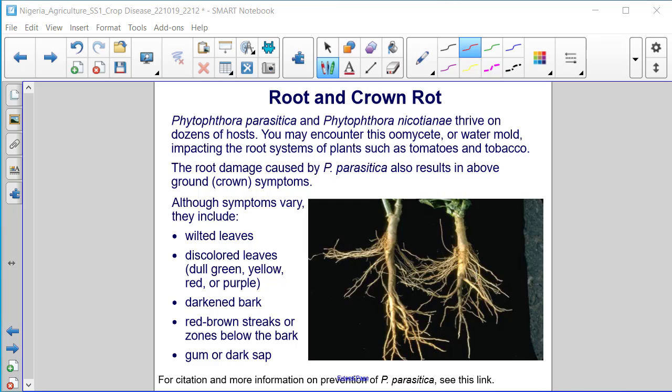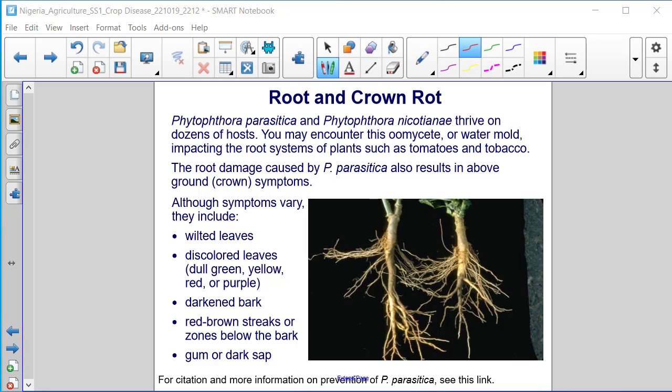Phytophthora parasitica and Phytophthora nicotianae thrive on dozens of hosts. You may encounter this oomycete or water mold impacting the root systems of plants such as tomatoes and tobacco. The root damage caused by Phytophthora parasitica also results in above-ground crown symptoms.